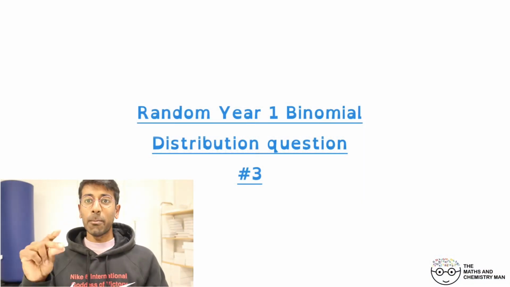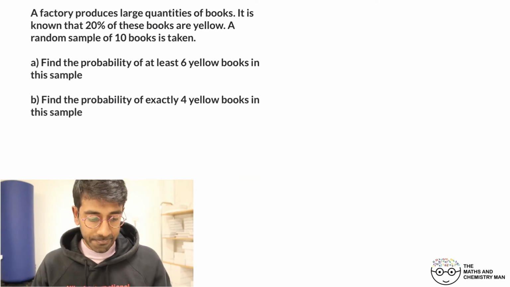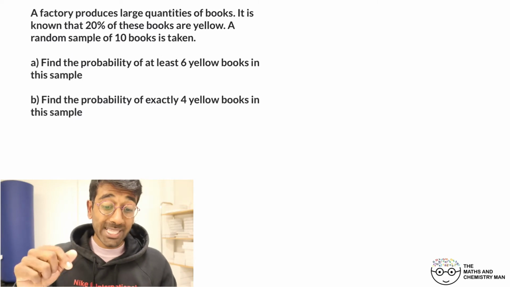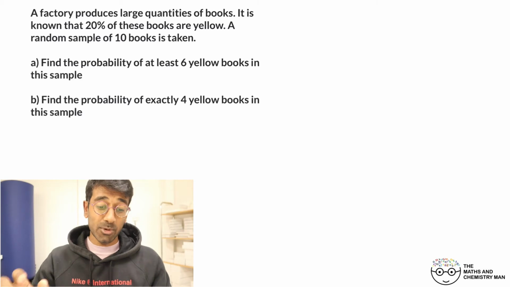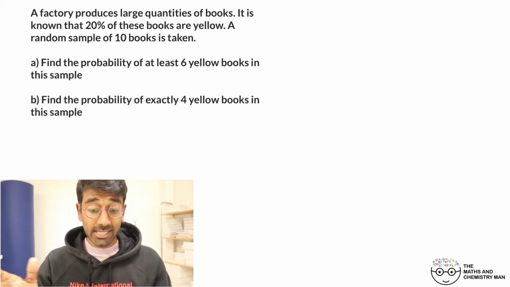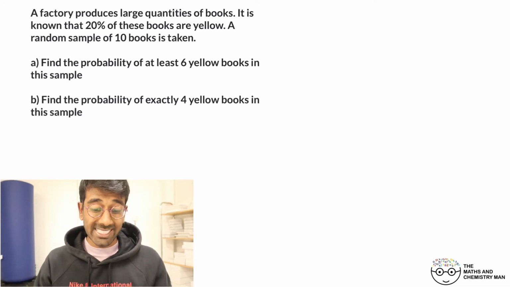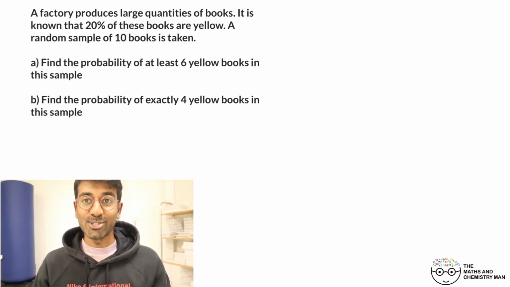Okay, we've got more binomials, and here it is. This is question number 3. A factory produces large quantities of books. It's known that 20% of these books are yellow, and a random sample of 10 books is taken. What we've got to do is find the probability of at least 6 yellow books in that sample, and then part B, find the probability of exactly 4 yellow books in that sample. So jot this down, have a go, and we'll catch up in a few seconds to go through the solutions.